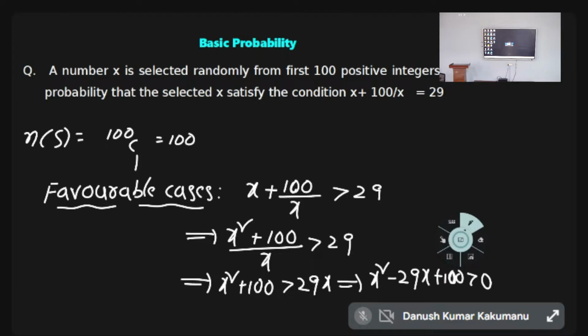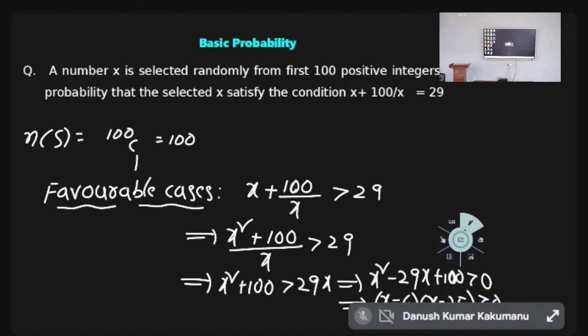Correct or not? If you convert it into equation form, x² − 29x + 100 you can write in the form (x − 4)(x − 25) greater than 0, or not? Factors.